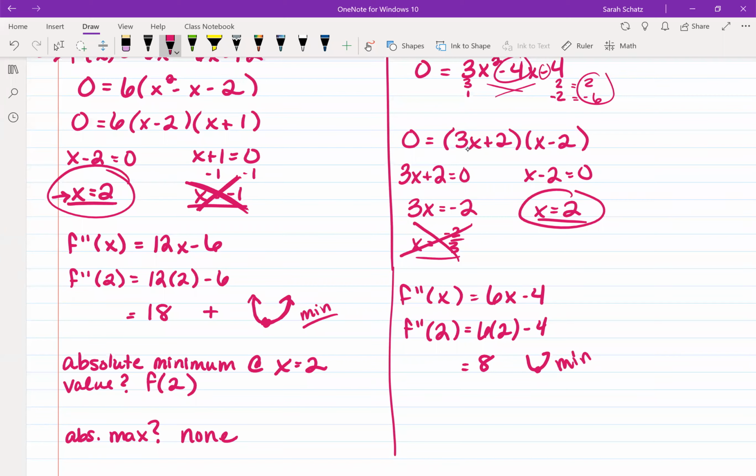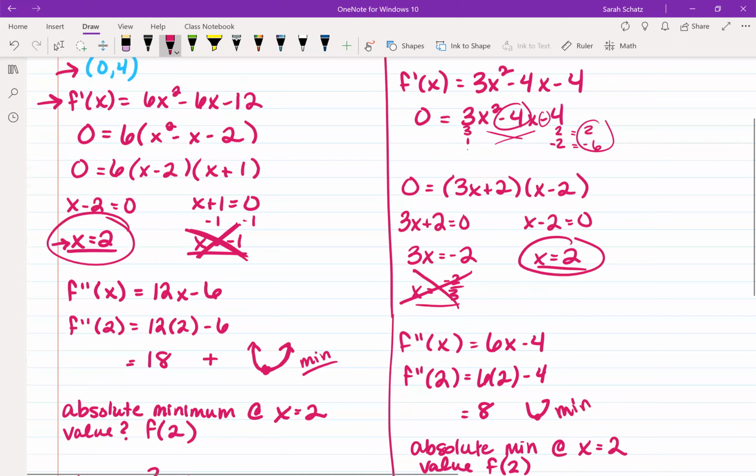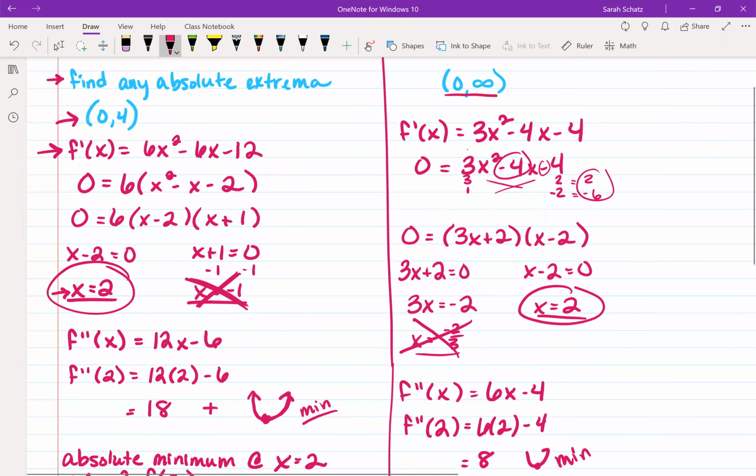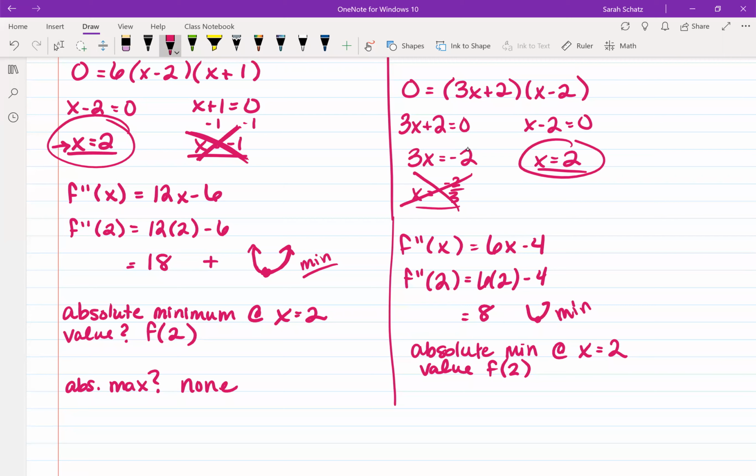And I really didn't mean it to turn out this way when I picked these 2 examples, but these 2 examples have the exact same answer. There's an absolute min at x equals 2. Now, if you need the value of that min, obviously it's not going to be the same as the question before because it's not the same function, but you find the value by putting 2 into the original function if they ask for the value. And again, if they ask for an absolute max, there is none.